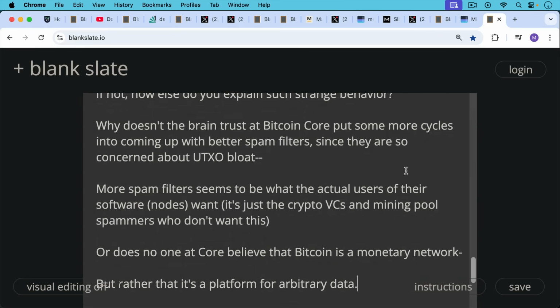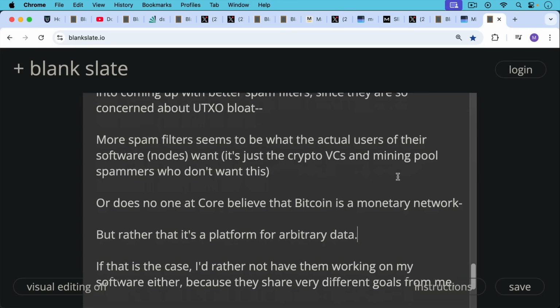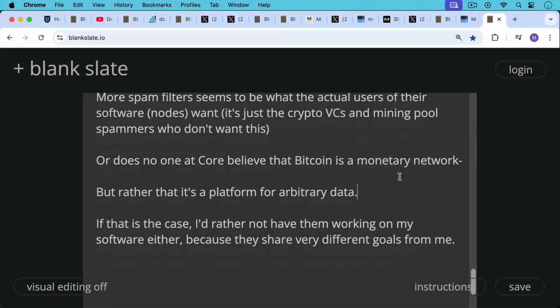Or does no one at Core believe that Bitcoin is a monetary network, but rather that it's a platform for arbitrary data, in which case this isn't really spam because you can put anything you want on the Bitcoin network? If that's the case, I'd also rather not have them working on my software either, because they share very different goals from me. I believe that Bitcoin is a monetary network, and this is how it is used best, and we need to drive the spammers away from Bitcoin.